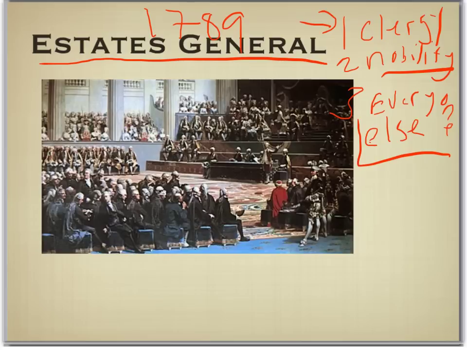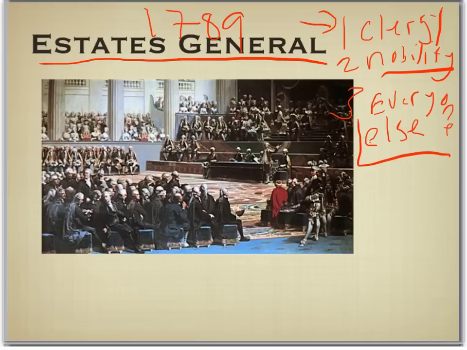Now, this group meets, as we said, to okay new taxes that the king might want. Now, they hadn't met in around 150 years, and so these are all new elections, new folks who had never been through this process before, and truly see this as an opportunity for them to get some more equality and some more power in the French government.